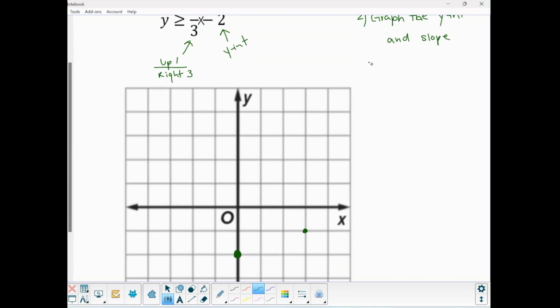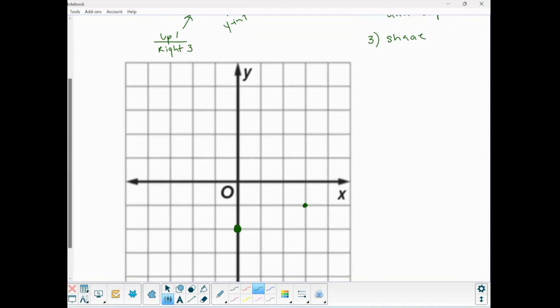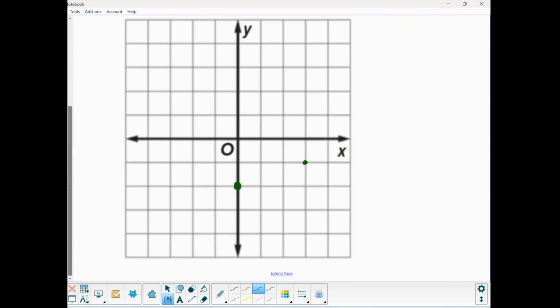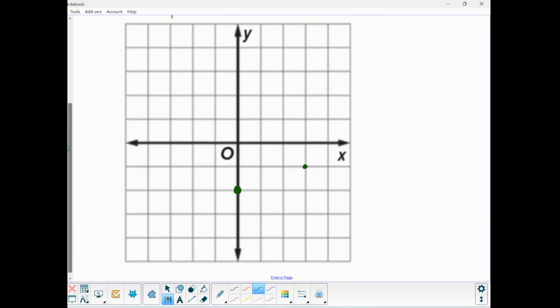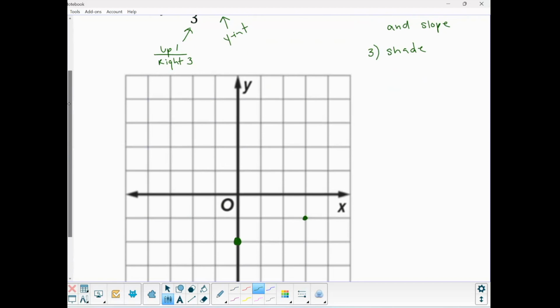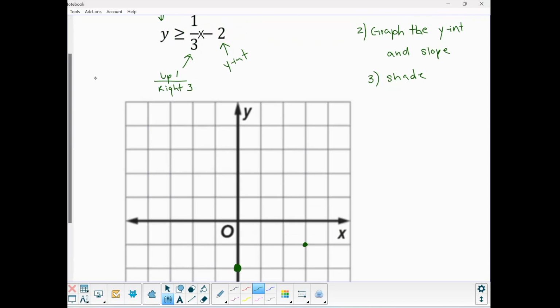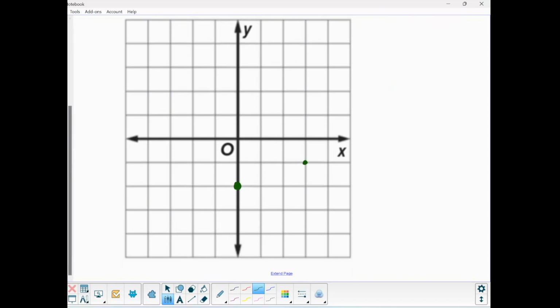And then finally, step 3 is we are going to shade. So we're going to connect our dots. Now, because this line has an equal to sign under it, it's going to be a solid line. So when I connect my dots, it has to be a solid line. Be careful with that, because if you draw a dotted line, then it would be wrong. Let's make that a little bit straighter.